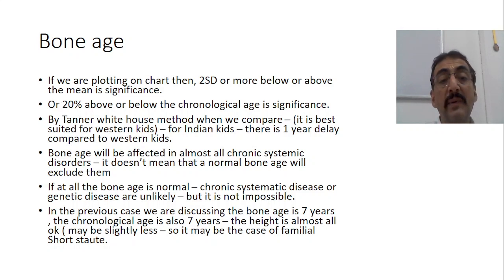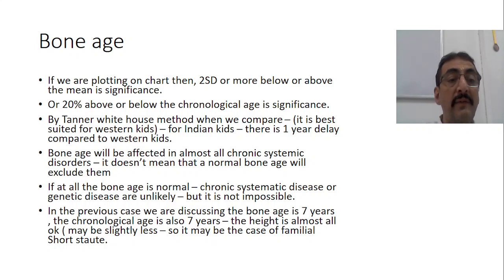So bone age will be affected in almost all chronic systemic disorders. It does not mean that a normal bone age will exclude them. Usually in all chronic disorders the bone age gets affected, that means your bone age is not advancing according to the chronological age, because of the chronic disorder. But if it is normal, it does not exclude the other problems. It does not always suggest that everything is normal.